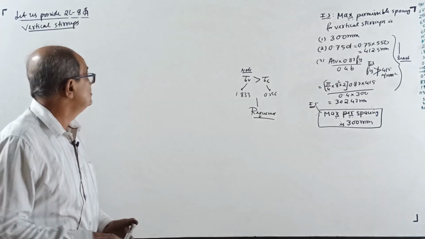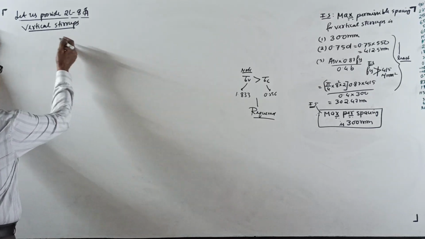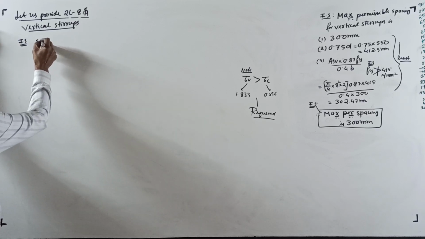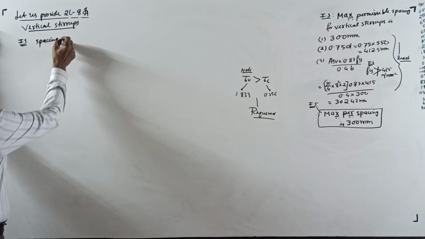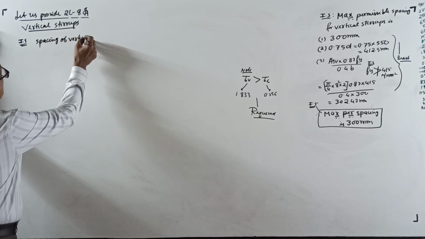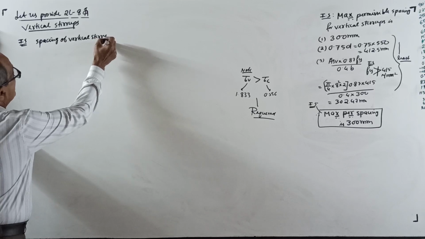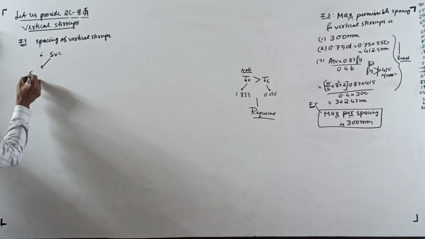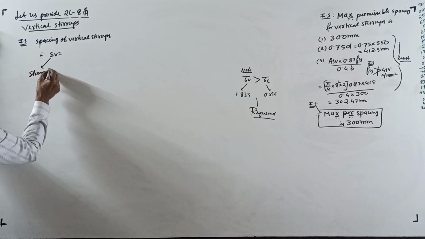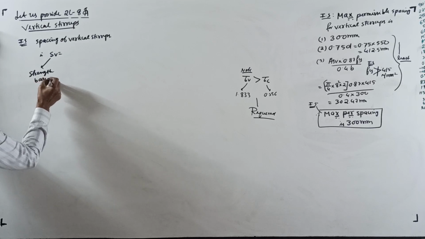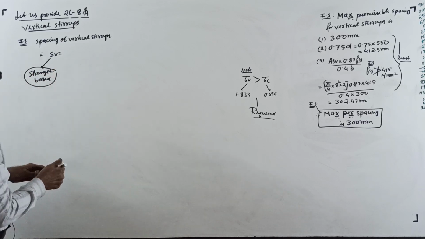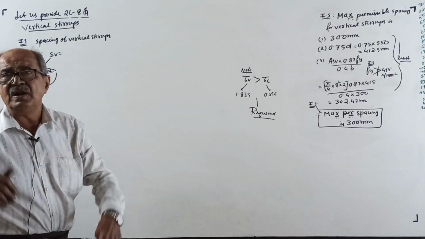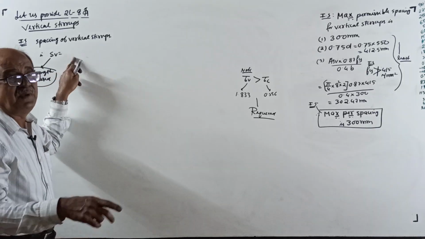Here shear force is given. Now what you have to find? Spacing. As per IS code, the derived formula, spacing of vertical stirrups, SV. Remember, this is strength based. Very, very important. Make a note, strength based. Whatever spacing you get, you should not provide a spacing more than that one. This is strength based, not nominal spacing.